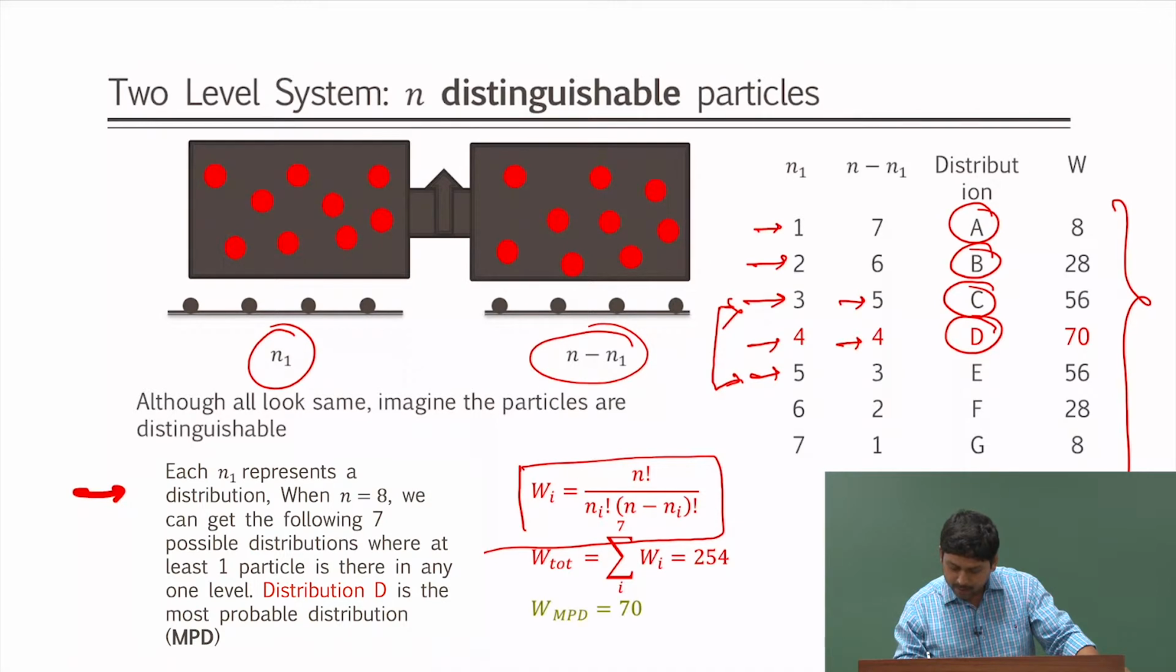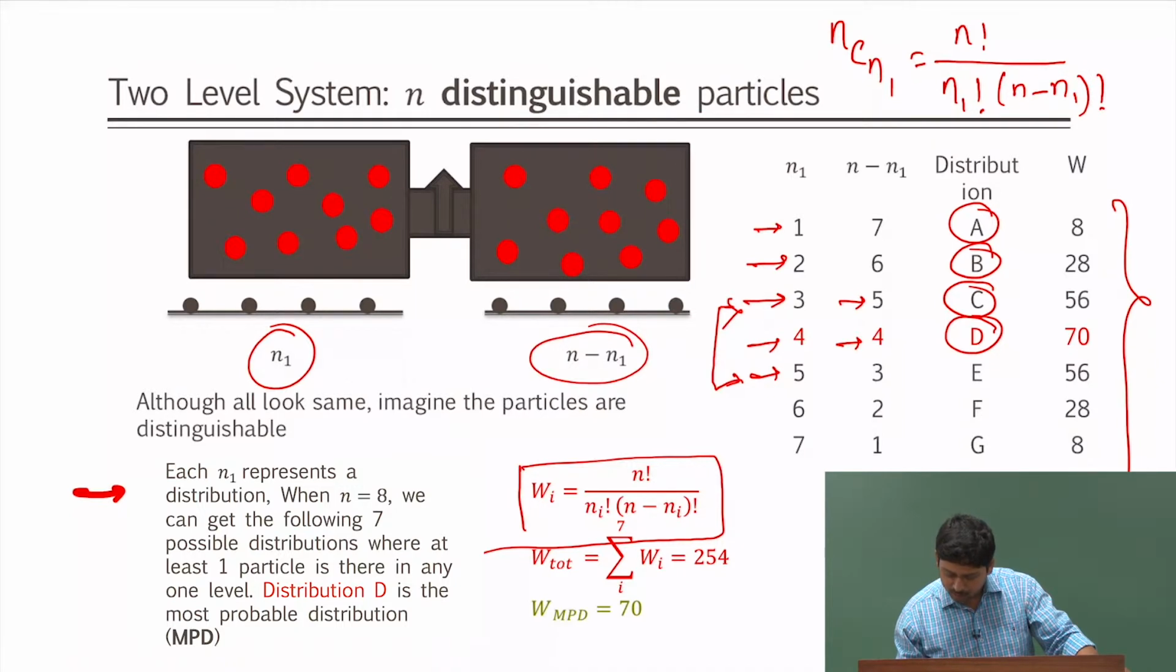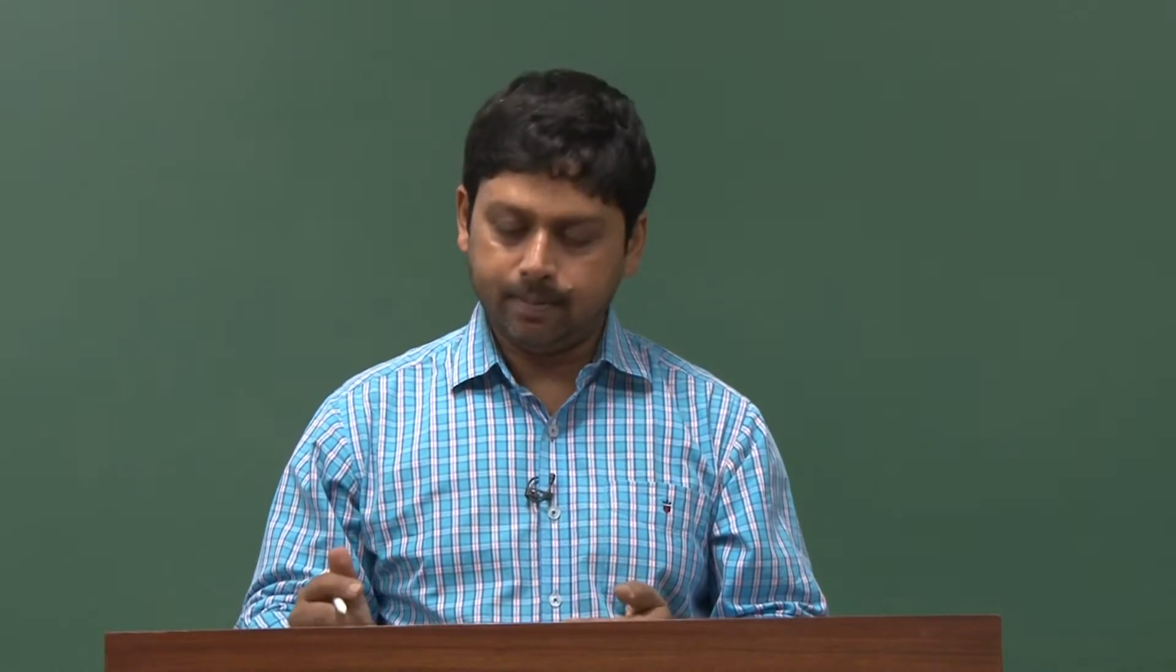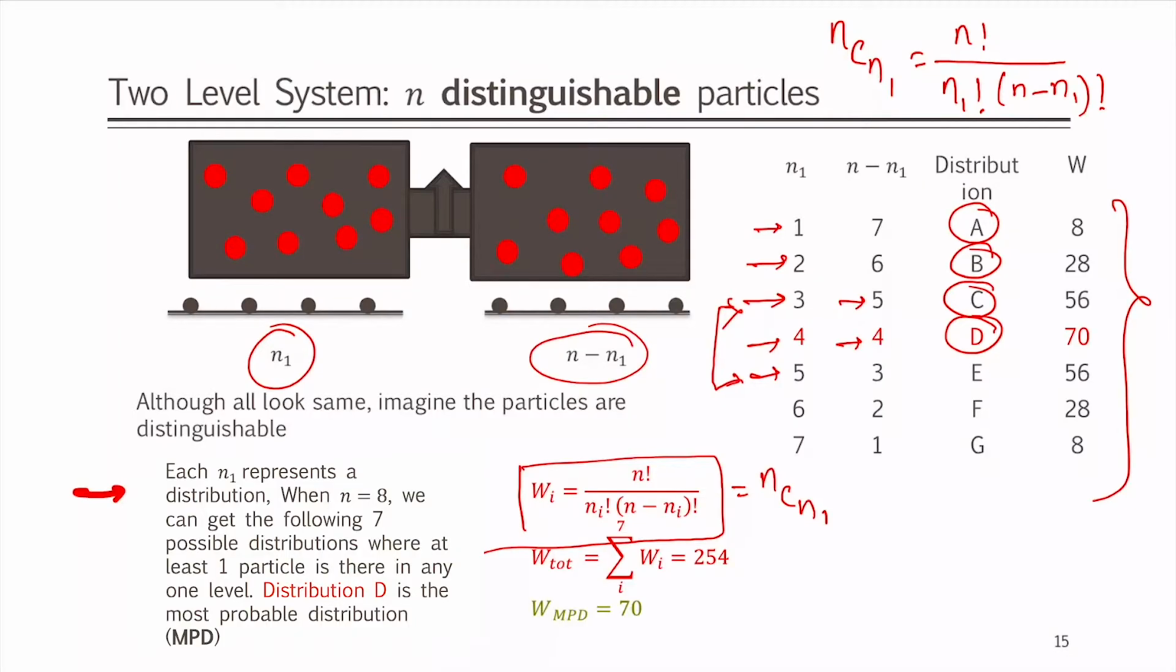So, nCn1 is nothing but factorial n divided by n1 factorial into n minus n1 factorial by the formula itself. So, this is n choose n1. In this particular formula it is okay for any number of particles, n1 can be anything as long as it is not more than n. So, therefore, every distribution, so I denotes the distribution, will have a W associated with it, and that W is written here.